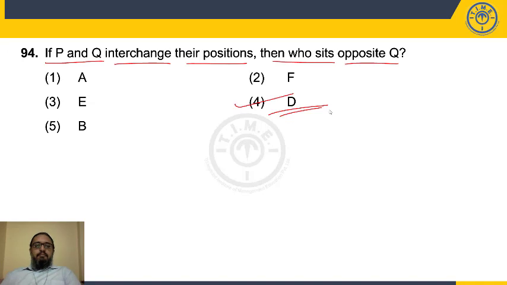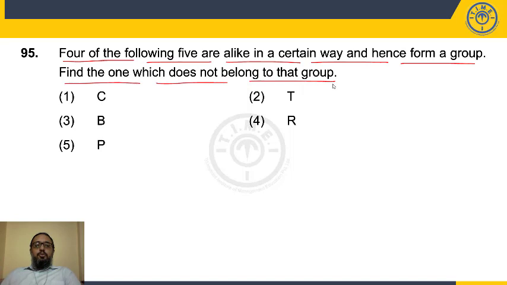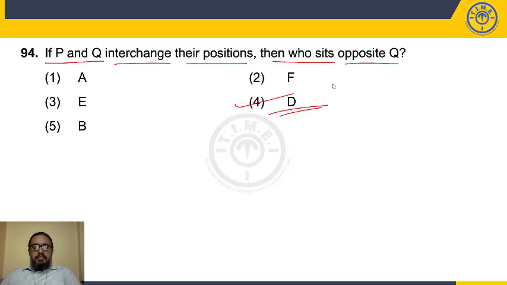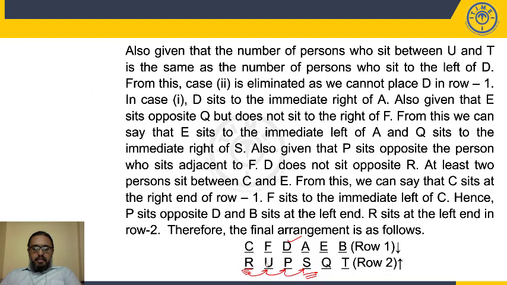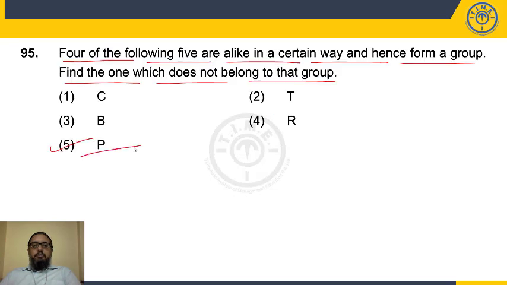Fourth option. Then, next, 4 of the following 5 are alike in a certain way and hence form a group. Find the one which does not belong to that group. So it's an odd one out question. So C, T, B, R, P. Let us check. C, T, B, R. These are all the persons who are at the extreme. So the odd one out is P. Correct? So except for P, remaining all are at the extreme positions. So P is the odd one out.